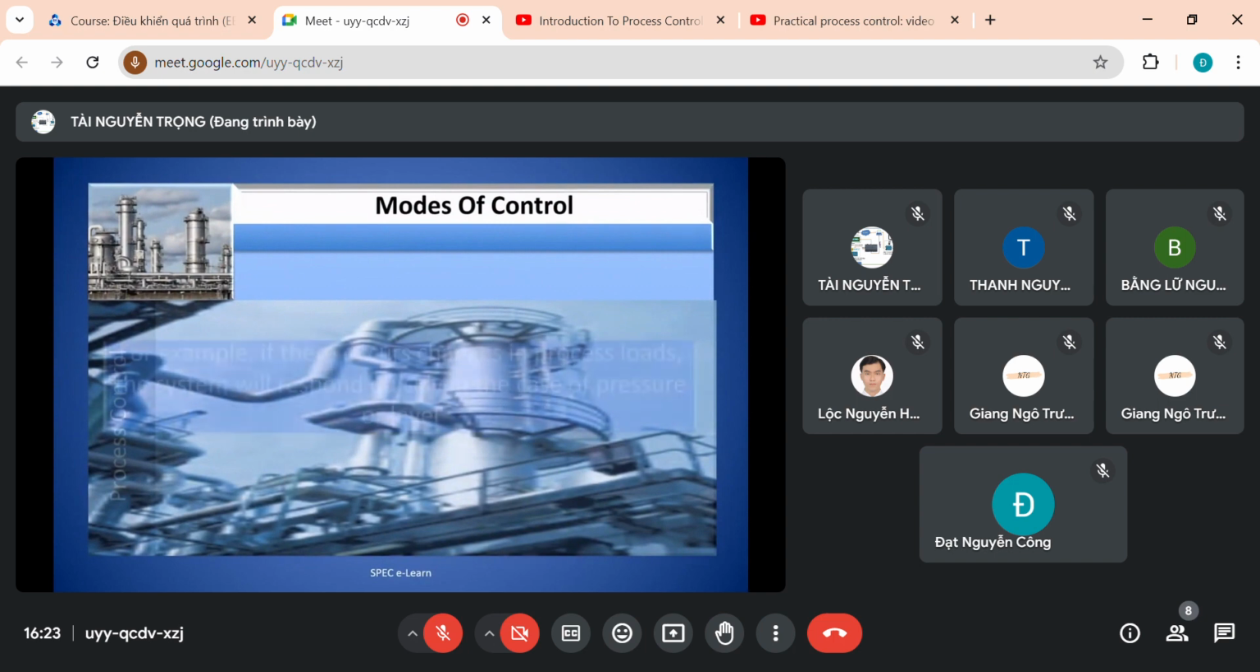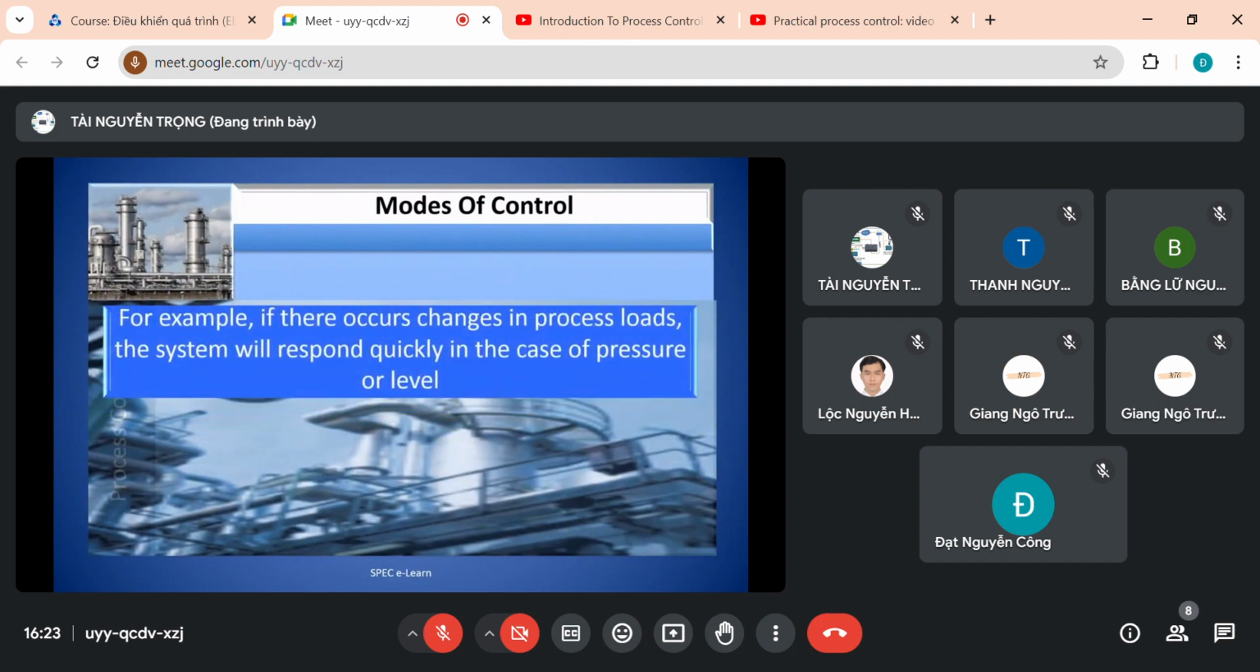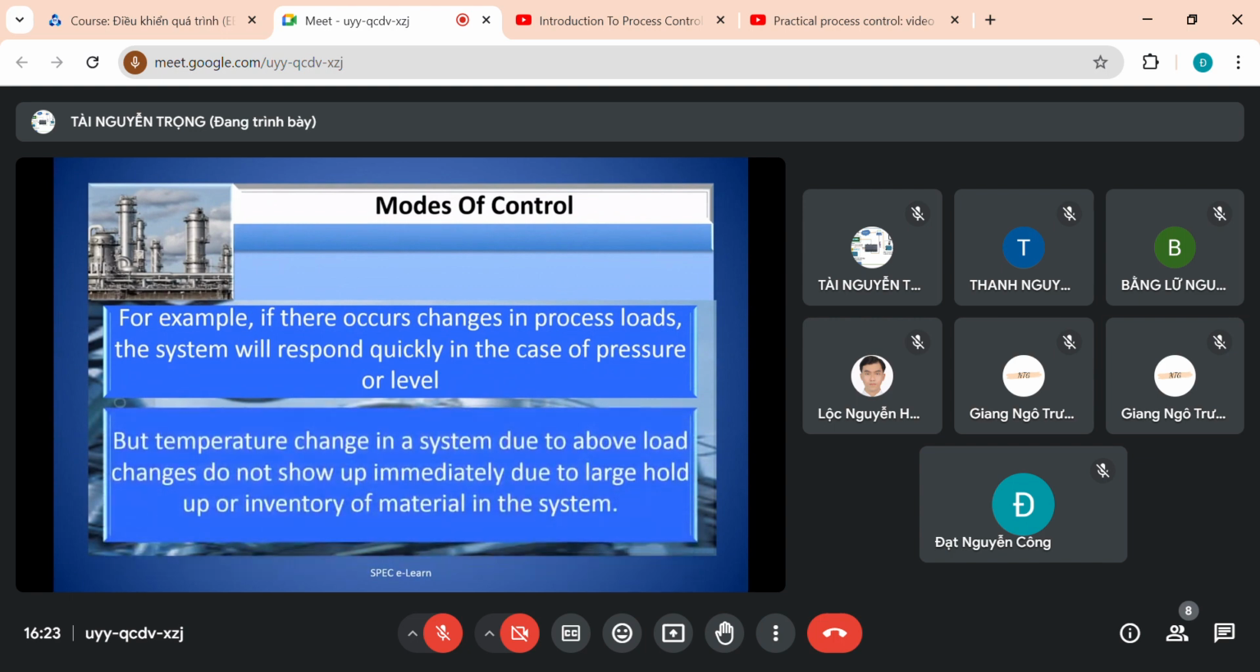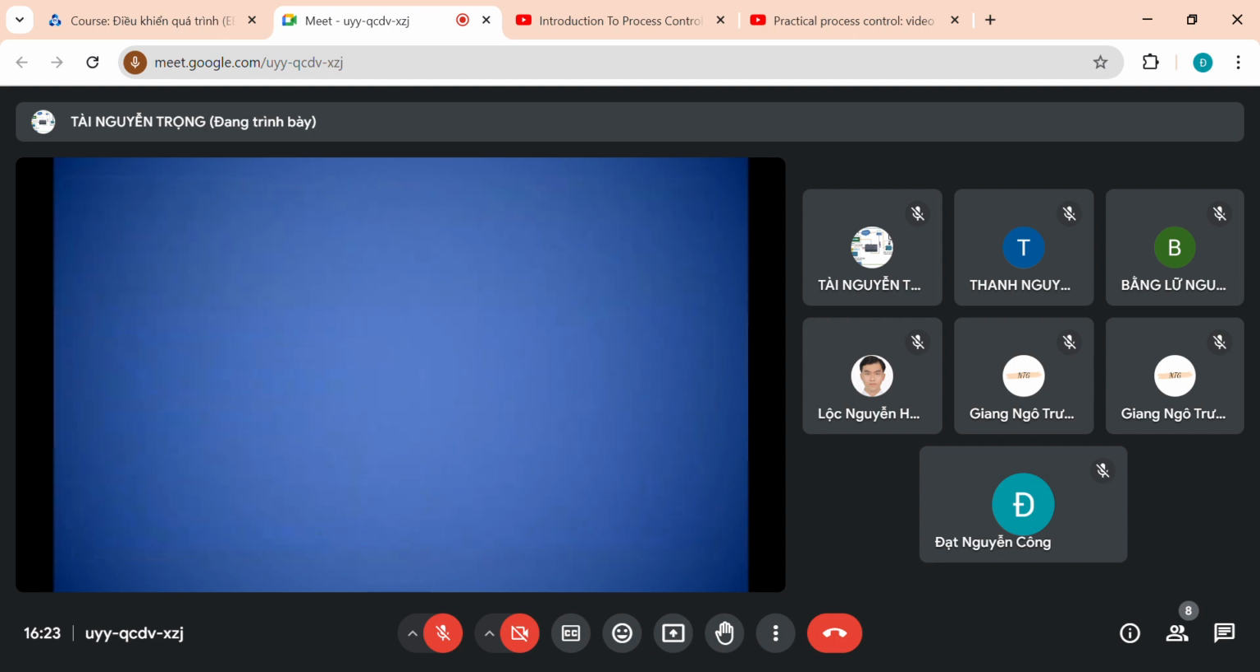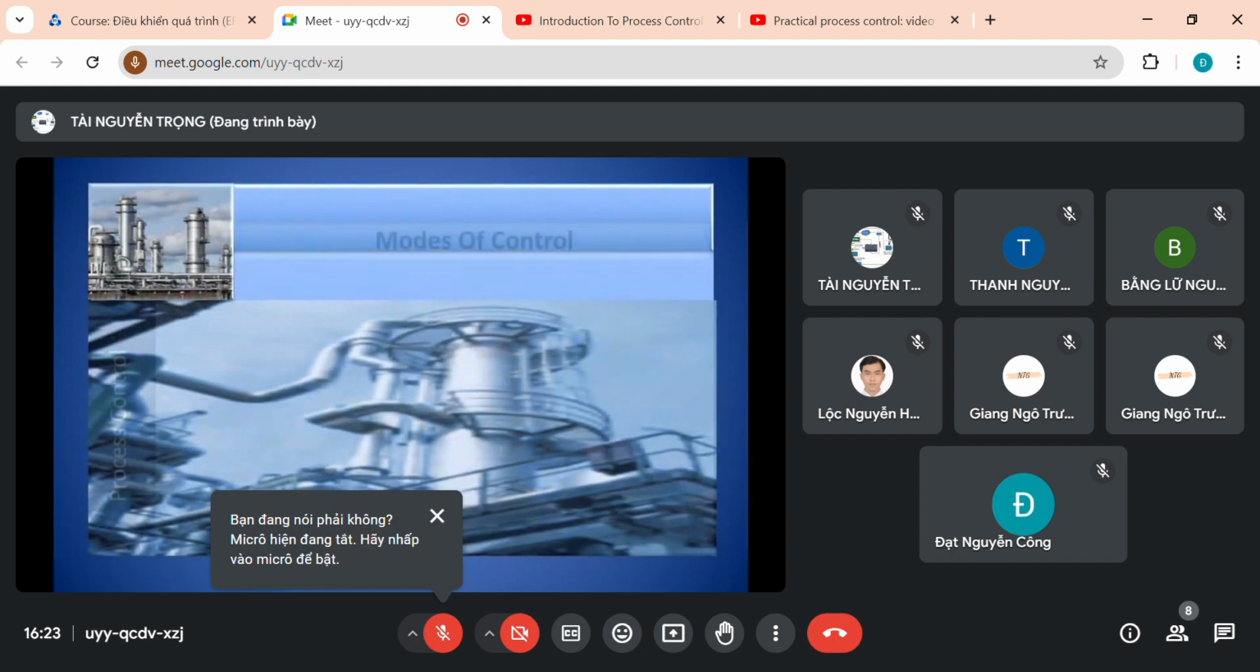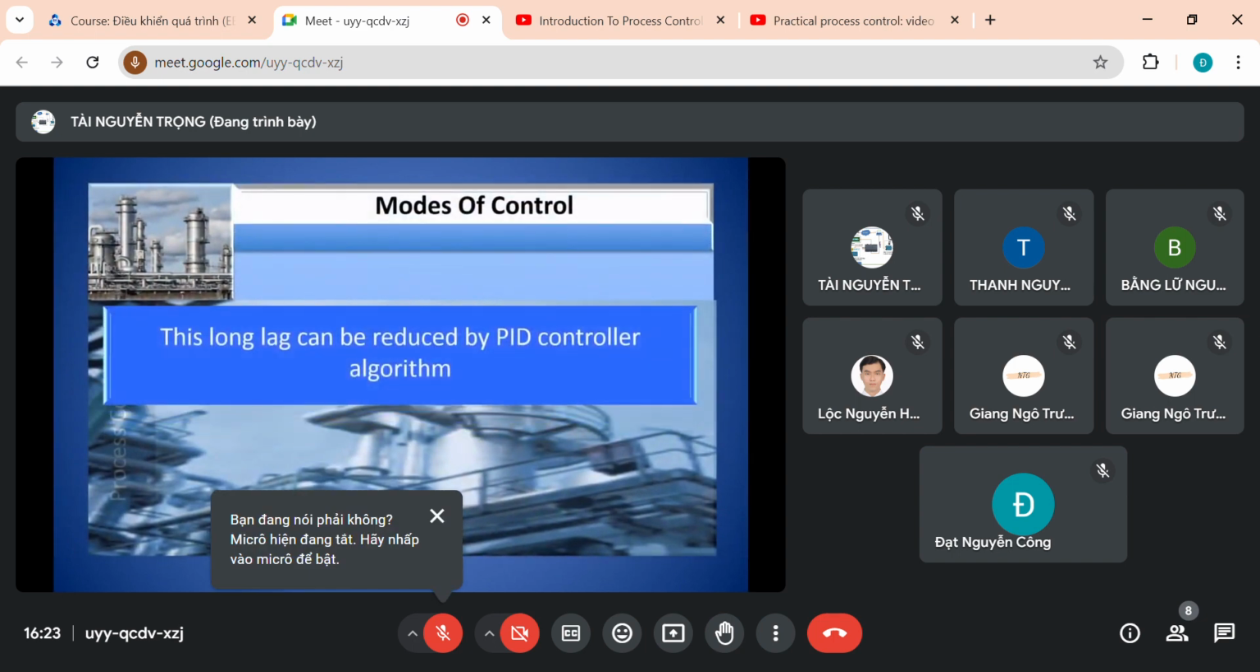For example, if there occurs a change in process loads, the system will respond quickly in the case of pressure or level. But temperature change in a system due to the above load changes does not show up immediately due to large holdup of inventory or material in the system. This long lag can be reduced by PID control algorithm.